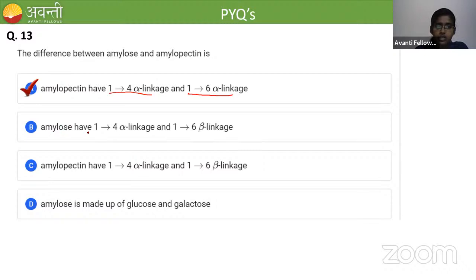Okay. Amylose has only 1,4 linkages, not 1,6. Amylopectin has 1,4 alpha, not 1,4 beta. It is not beta, it is alpha, right? So that is also wrong.